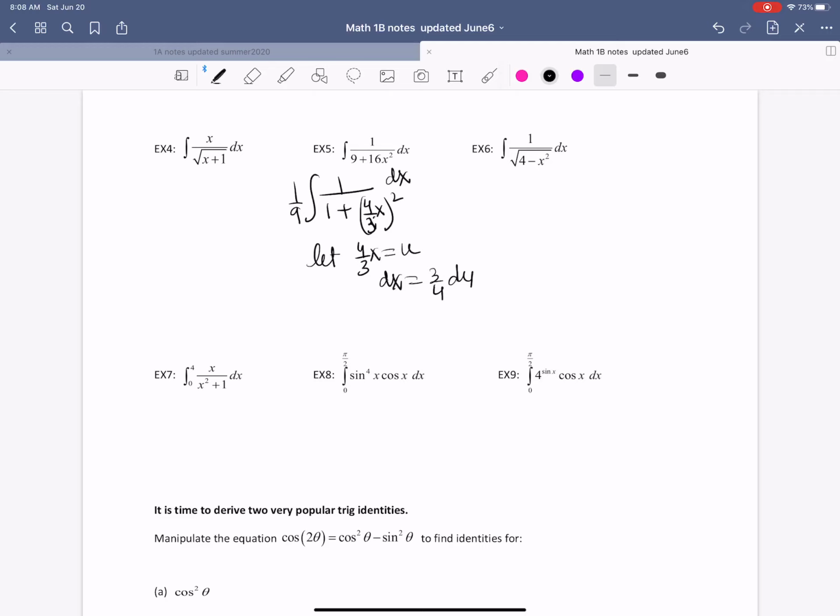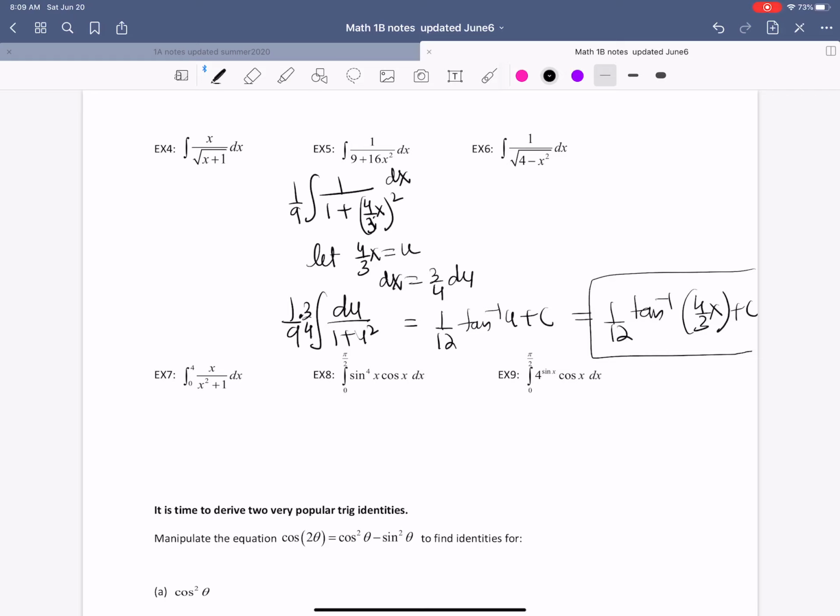Back to our example, we have 1/9 times 3/4 du, and then 1 plus u squared. If I simplify, this turns out to be 1/12 tangent inverse of u plus c, which is 1/12 tangent inverse of 4/3 x plus c. That's what we called u.